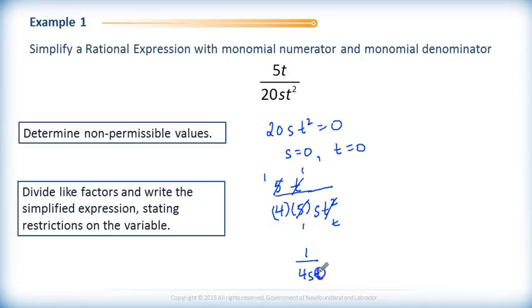The other part of this instruction that we are asked to do is to state the restriction on the variable. Well, in this case, it's on the variables. So we've got our restrictions. Remember, if the non-permissible values are s equals 0 and t equals 0, then our restrictions are s cannot be equal to 0 and t cannot be equal to 0.